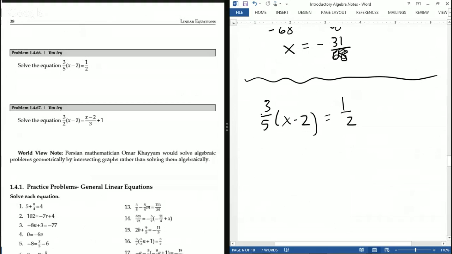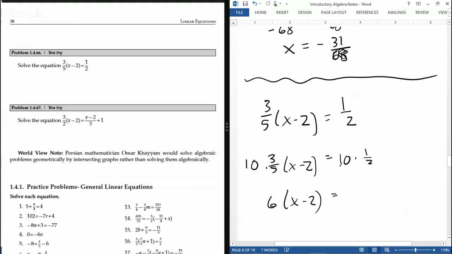I have two fractions in this problem. I want to get rid of them. I want to multiply both sides by the LCD, which is 10. So I'm going to multiply this side by 10. And I'm going to multiply the 1/2 by 10. Okay, 10 divided by 5 is 2 times 3 is 6. Notice that I don't multiply my 10 by this term. You don't distribute across the product. I've multiplied and I'm done.